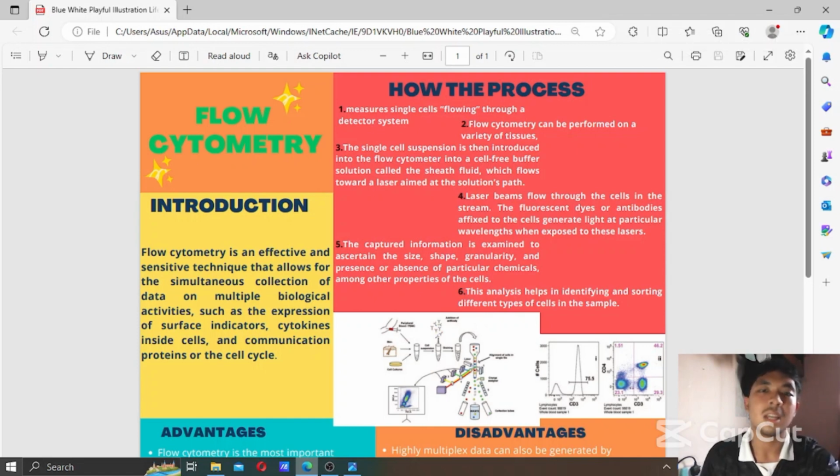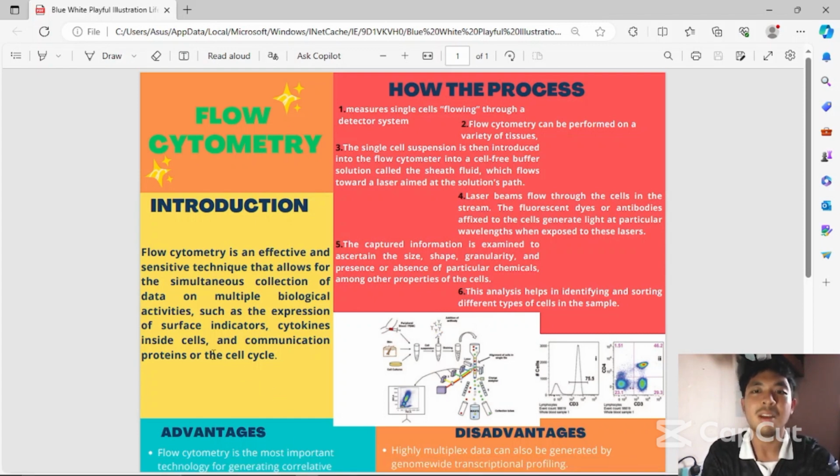Here is the process. First, we measure single cells flowing through a detector system, and flow cytometry can be performed on a variety of tissues. The single cell suspension is then introduced into the flow cytometer in a cell-free buffer solution called the sheath fluid, which flows towards a laser aimed at the solution spot. Then the laser beam passes through the cells in the stream. The fluorescent dyes or antibodies affixed to the cells generate light at a particular wavelength when exposed to this laser.